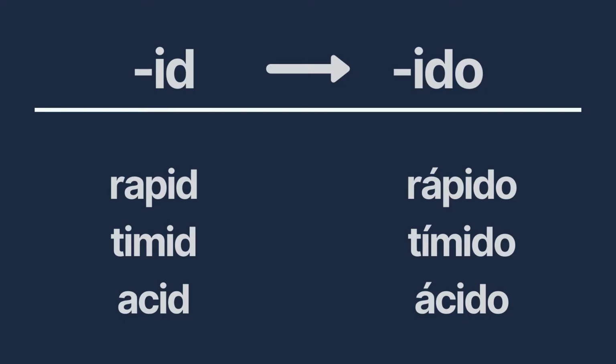Seventh group, words that end ID, in Spanish end I-D-O. And watch out again, just as in the example with words that end ICO, words that end IDO also have the shift in stress, which is marked with an accent. So here's three examples. Rapid, rápido. Timid, tímido. Acid, ácido.